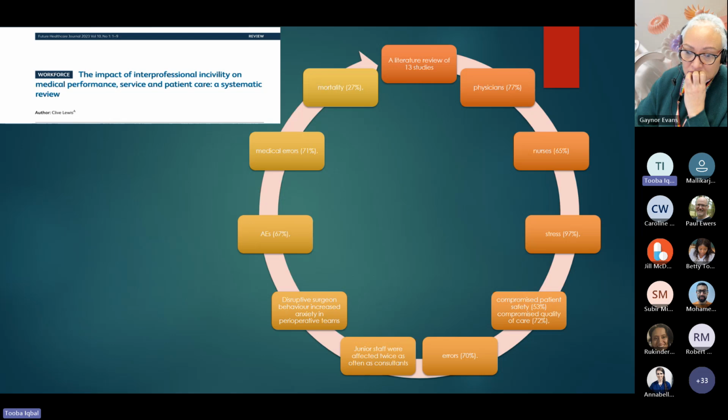71% rise in medical errors. And if you put that into anesthetics, that leads to high risk situations that can lead to morbidity or mortality. And if you're looking at numbers for mortality, there's a 27% risk of mortality due to incivility. Going on to the next slide.